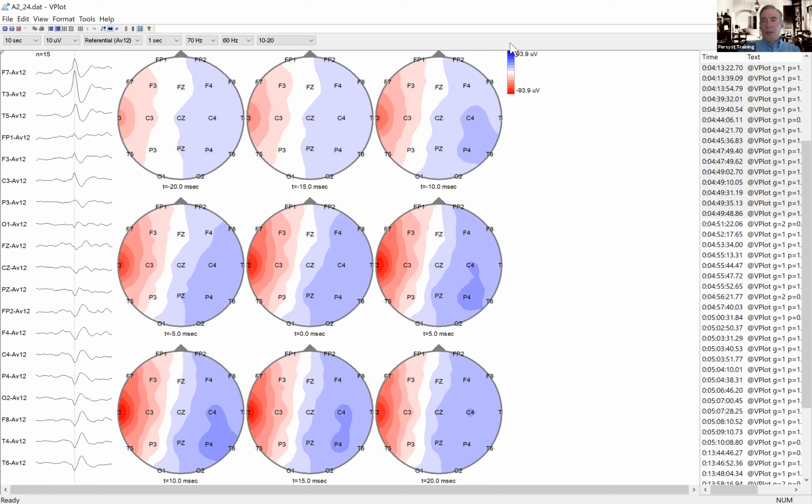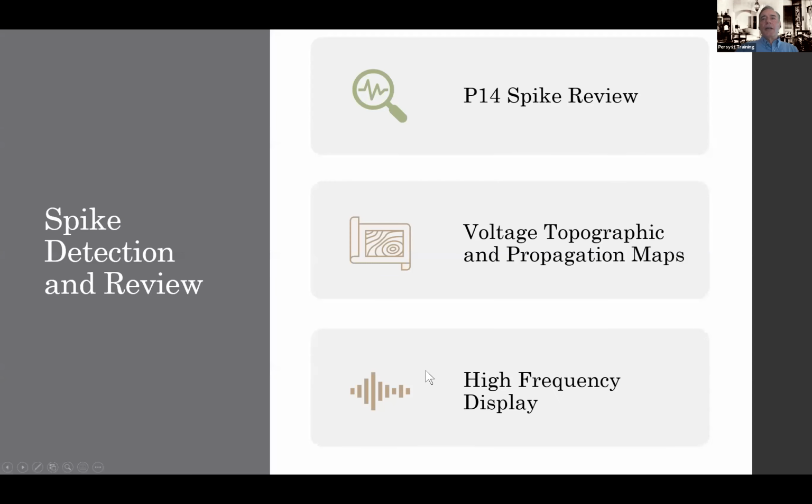So let's go ahead and close this window. And there's a last option here. We're going to look at a high frequency display and then we'll take some questions. So let me go ahead and switch out to bring up an intracranial EEG.